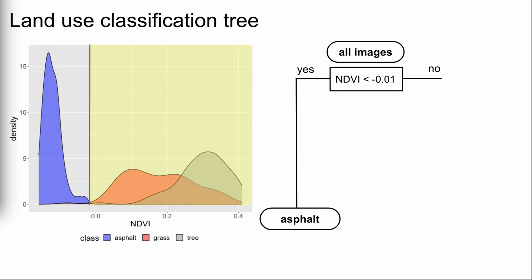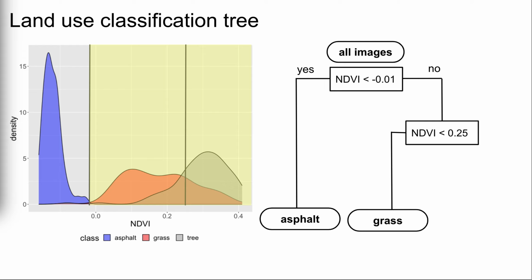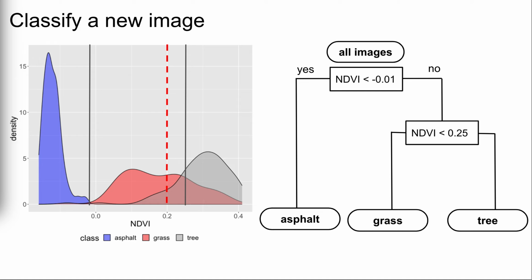Among images with NDVI above -0.01, the next best binary split is at a vegetation index of 0.25. Specifically, when NDVI is below 0.25, we'll classify an image as grass. Otherwise, we'll classify it as tree. We could keep growing our tree and making more splits, but it looks pretty good at this point, so let's stop here. We can now use this tree to classify a new image.